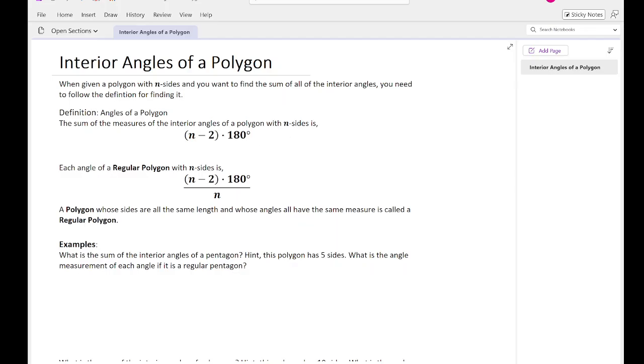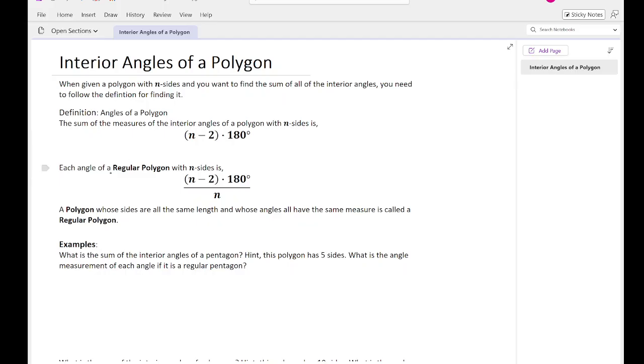There's also another definition, kind of similar to it. Each angle of a regular polygon with n sides is this formula here, n minus 2 times 180 over n. This will actually give you the measure of each angle of that polygon. So you don't have to find out through some method. You could just use this to find out what each angle measurement is.